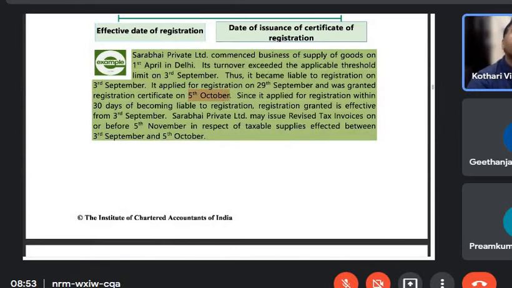Now, he has become liable for registration when? 3rd September. From 3rd September to 5th October, will he stop his business? No. He will issue the invoice. Will he charge tax? He will not charge the tax. Why will he not charge the tax?